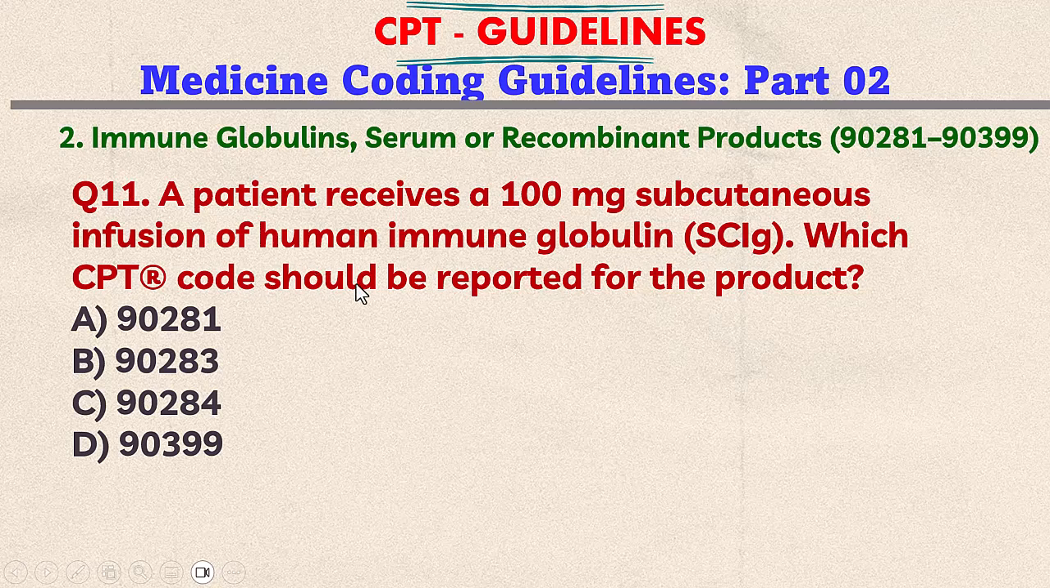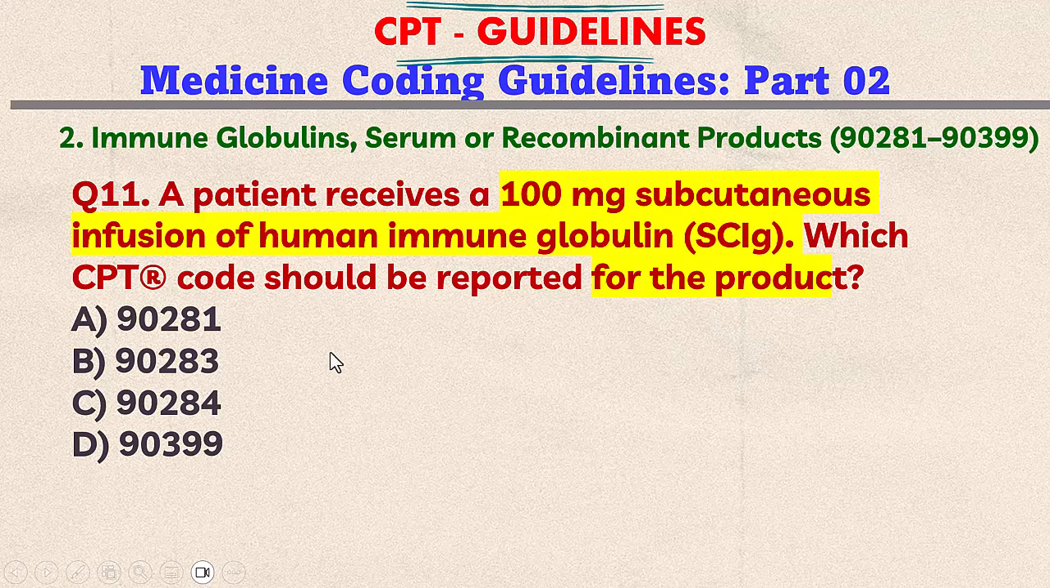Which CPT code should be reported for the product? So there are 4 answers available. Take your CPT code book and find the answer. So here you have to highlight this is 100 milligram subcutaneous infusion of human immune globulin and asking code for the product. So when you look at the answer, all answers are add-on codes. So you can use the elimination method to find the answer in the exam.